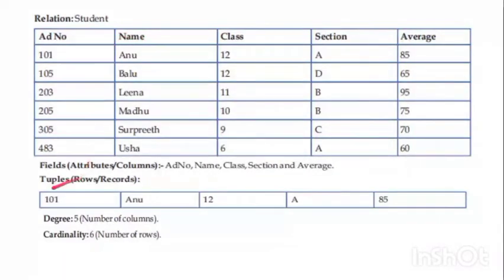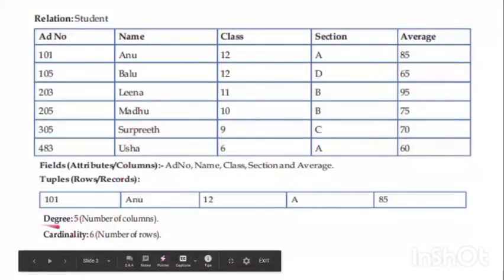Then what are the tuples or records? The records are the rows in the table. They are first, second, third, fourth, fifth, sixth. These are the records. So this is an example of a record in this table.